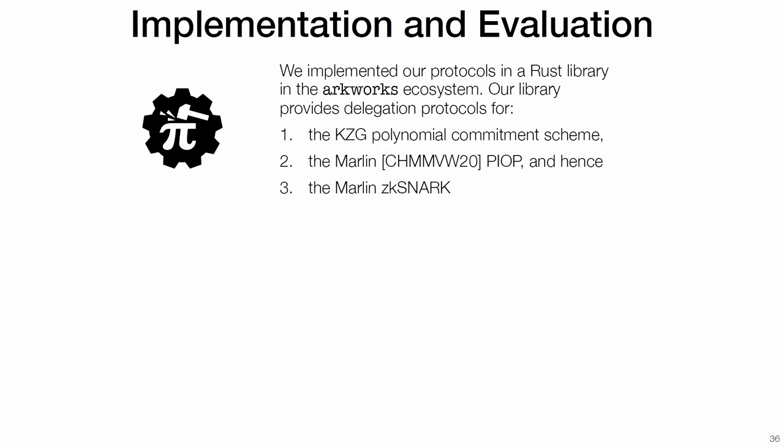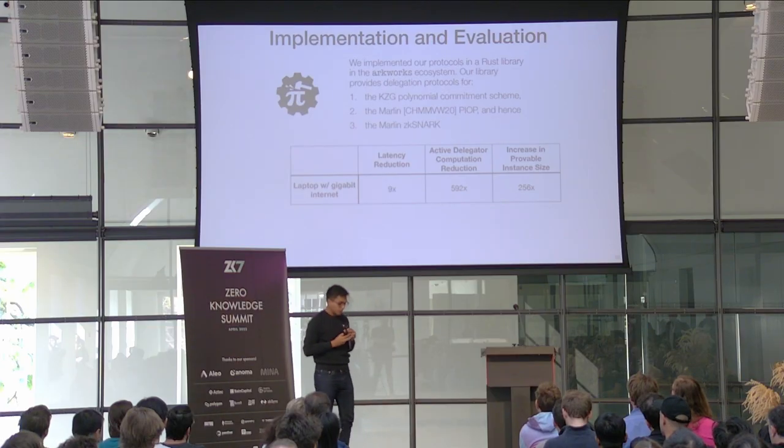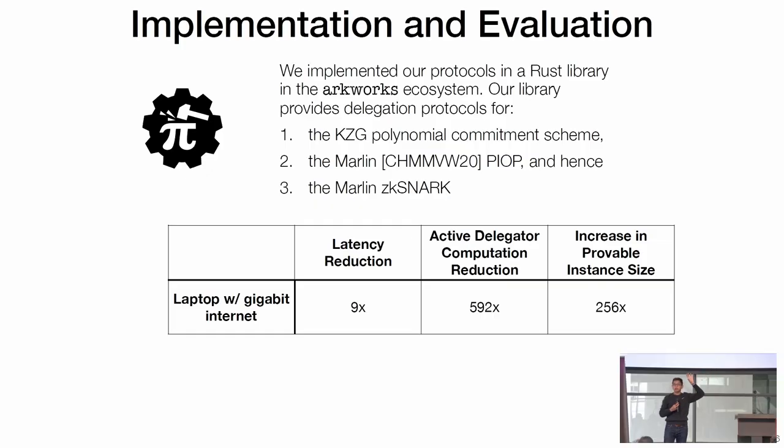In terms of actual concrete performance, we evaluated these schemes in three different settings. The first is a laptop with very fast internet access, where you can see a latency reduction of 9x compared to normal execution. Something really interesting is the last two columns. The first one says how much time the delegator actually spends actively computing versus waiting for stuff to be computed, and the active computation goes down by almost 600 times. This is a massive energy savings. You can do whatever else you want on your computer in the meanwhile.